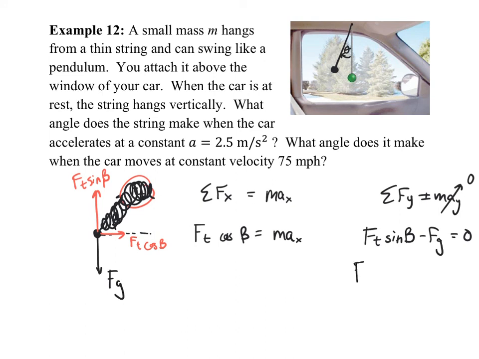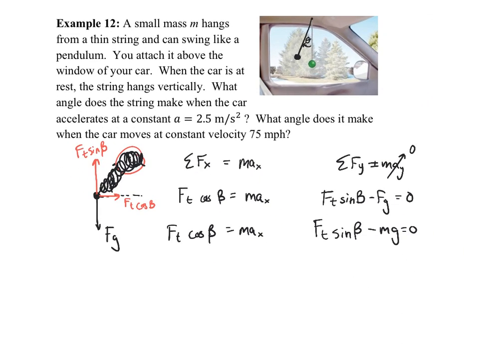So we've got FT sine beta over here minus mg equals 0. And here we've just got FT cosine beta, and I'll put here equals just max still. M and ax, let's see, is m given? M is not given, which tells me that it's probably going to cancel out at some point in the problem, since we're not given a value for it.